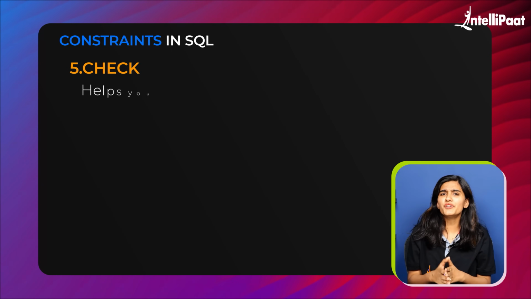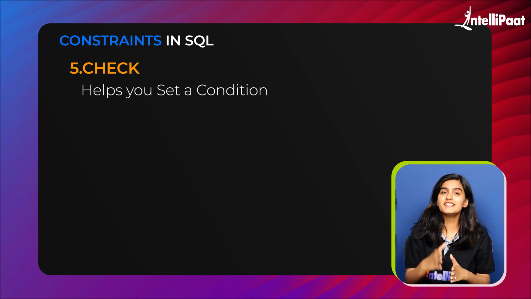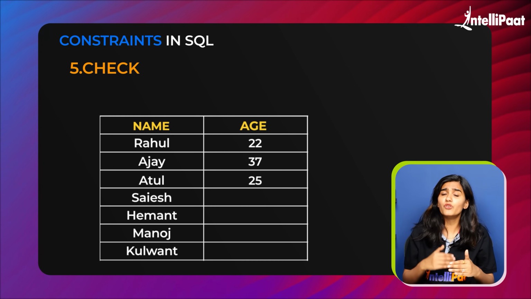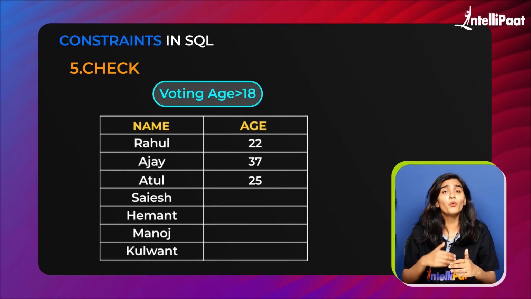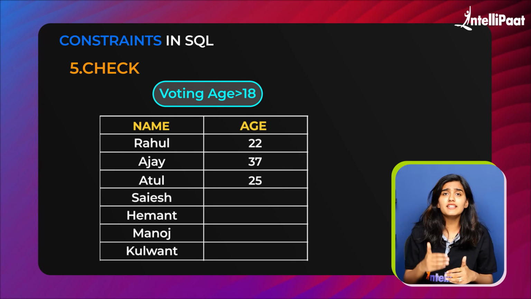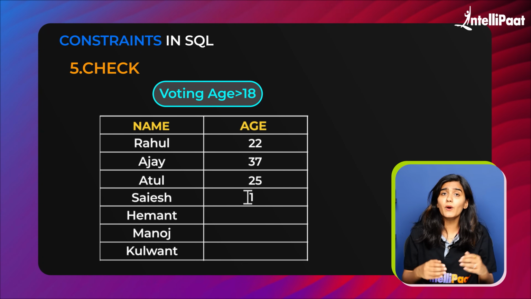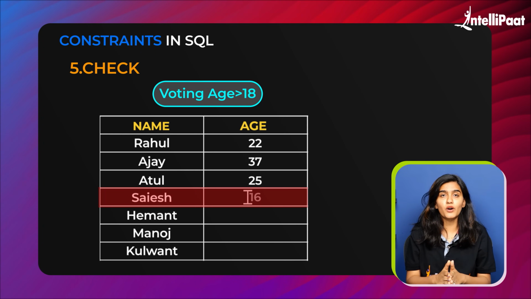Fifth, check. Do you want to set a condition? This one is for you. For instance, if in your table you have a voting age column accepting ages over 18 only, check can enforce that rule in the age column, and if you try to add someone younger, the database will stop you.